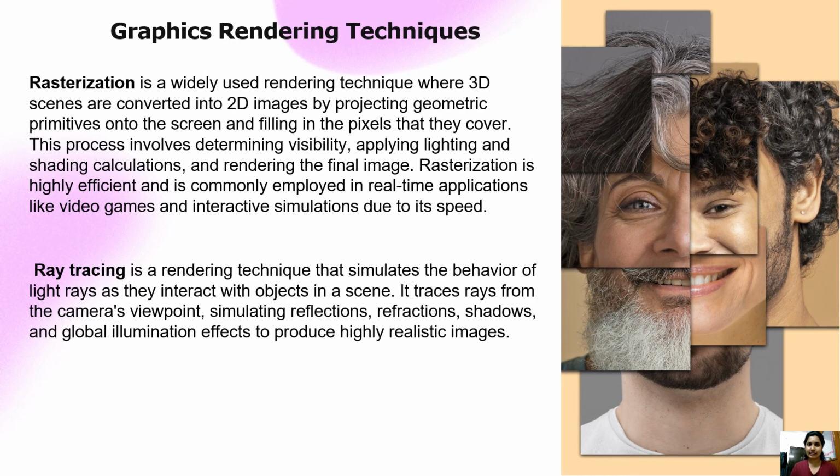Next, graphics rendering techniques. Rasterization is a widely used rendering technique where 3D scenes are converted into 2D images by projecting geometric primitives onto the screen and filling in the pixels that they cover. This process involves determining visibility, applying lighting and shadow calculations, and rendering the final image. Rasterization is highly efficient and is commonly employed in real-time applications like video games and interactive simulations due to its speed.